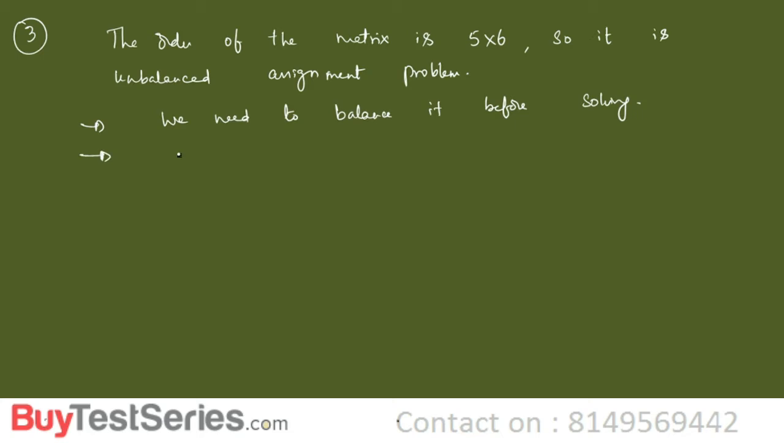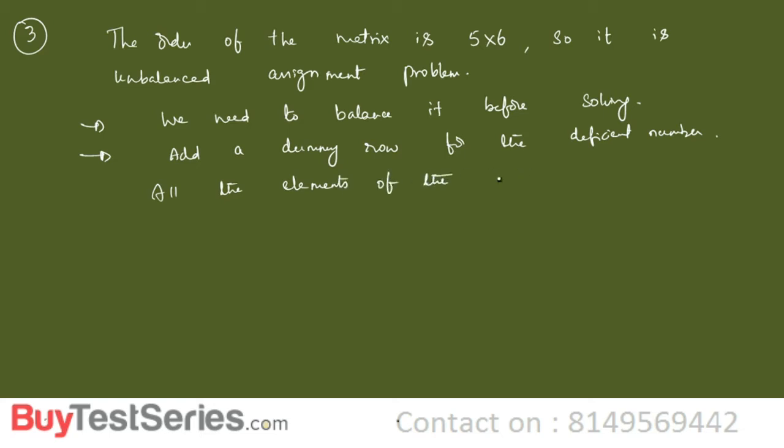So now the question is how to balance it? Pretty simple. You need to add a dummy row for the deficient number. All the elements of the dummy row will be what, Nana? 0. So that's very important. All the elements of the dummy row will be 0.